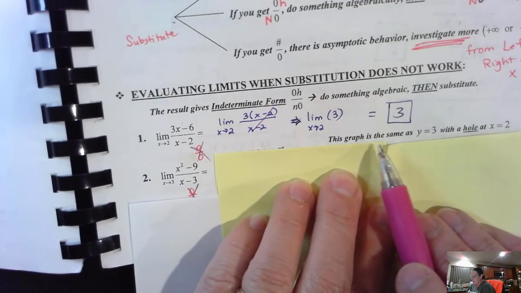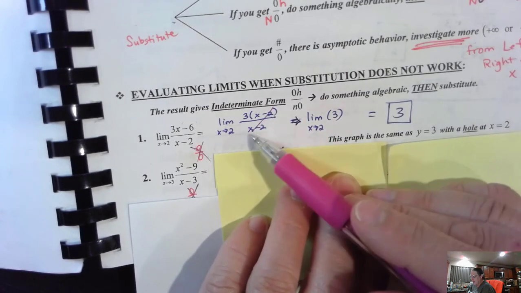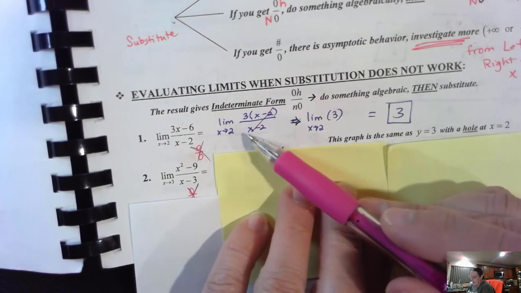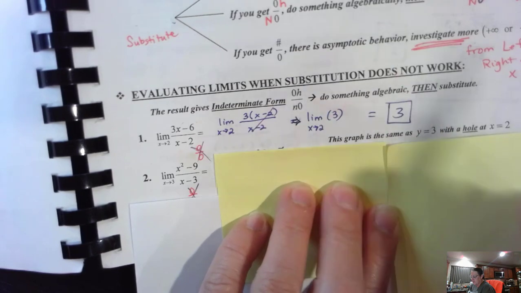So this is the same as y equals 3 with a hole at 2 because we have a removable discontinuity. That's a word we're going to learn. We canceled out the factor where when x is 2, this factor gives us 0.